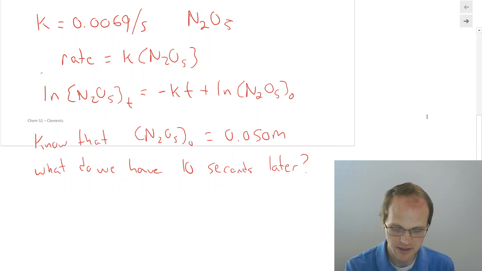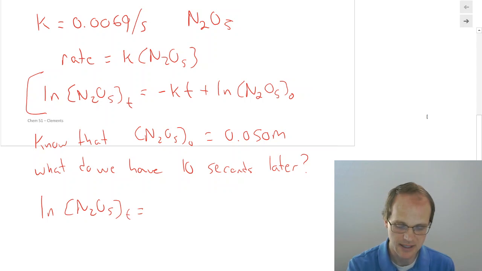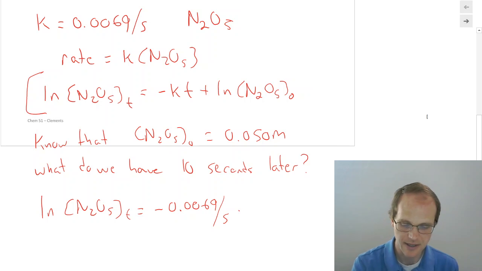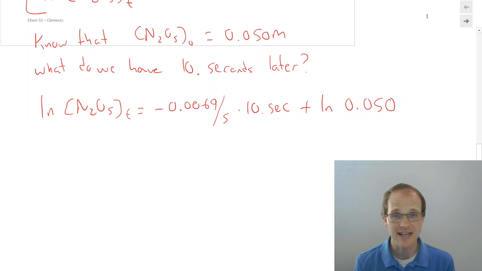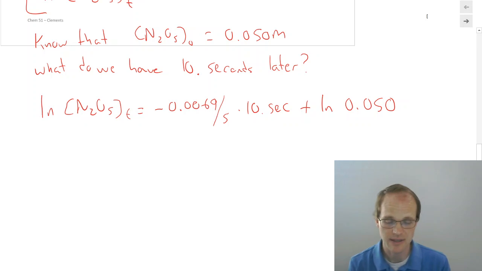We're going to say the natural log of N2O5 at any given time is minus KT, et cetera, et cetera. So we get the natural log of N2O5 at any given time is equal to minus K, minus 0.0069 per second, times T, in this case 10 seconds. Let's put a dot there so we have a couple sig figs. And then plus our initial concentration, so it's going to be the natural log of 0.050. In this case, it's just pretty plug and chug. You're going to plug that into your calculator.